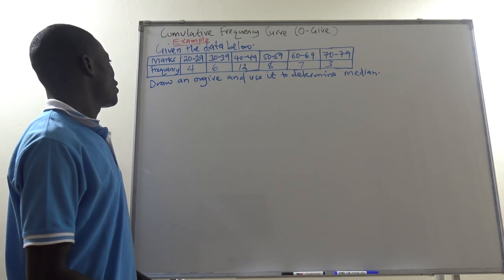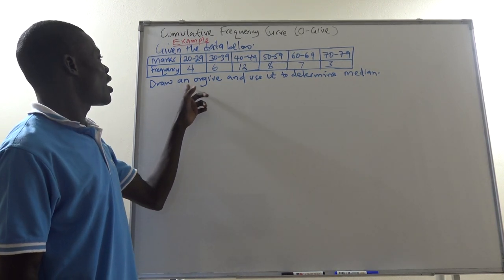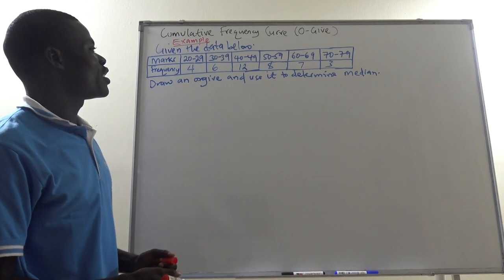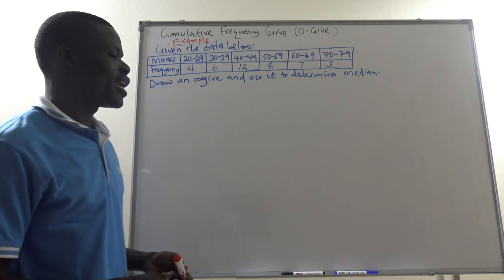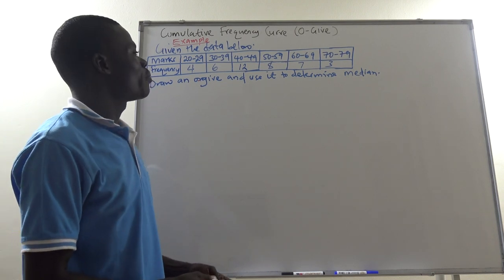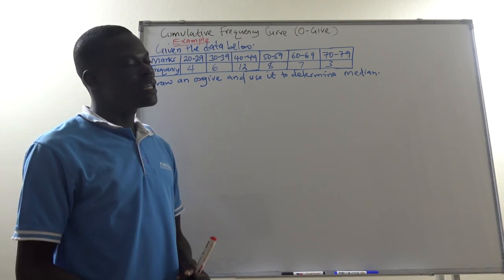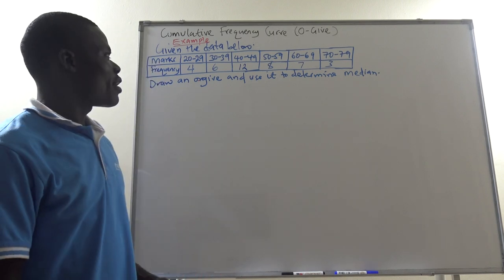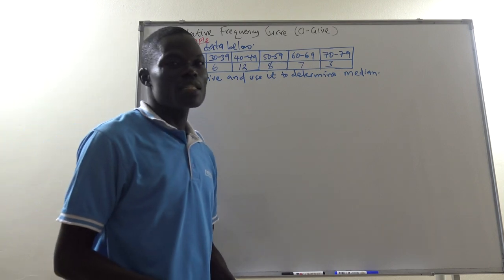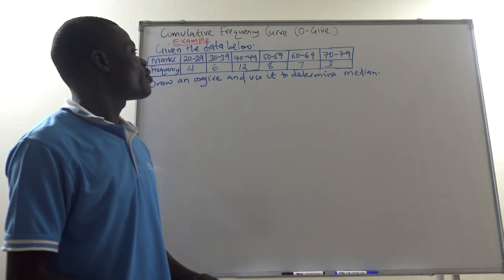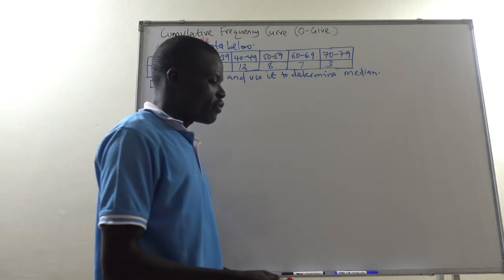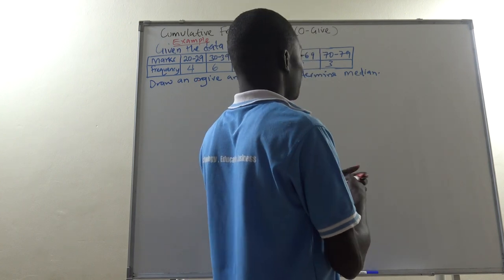And the task requires us to draw an ogive, and we use it to determine the median. But first and foremost, when you are drawing the ogive, we plot cumulative frequency against the class boundaries, which we don't have. So we must use our frequency distribution table and allocate those values such that we are in a position to draw our ogive or cumulative frequency curve.